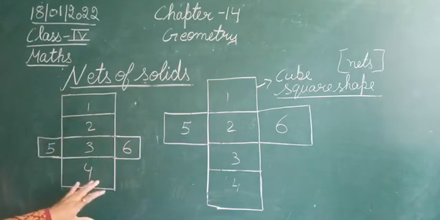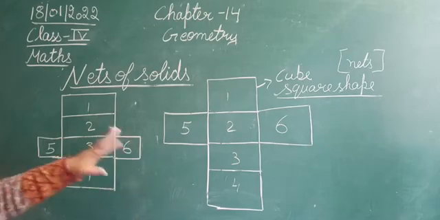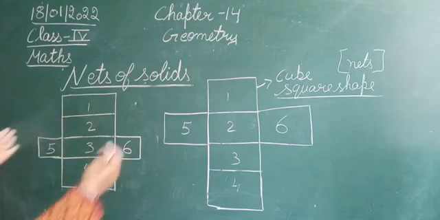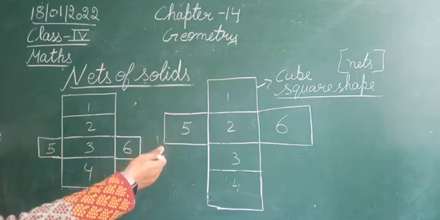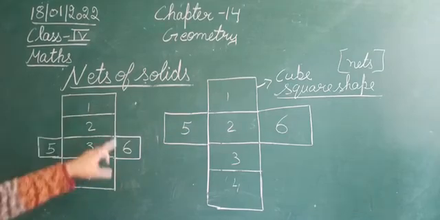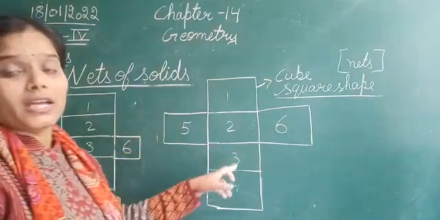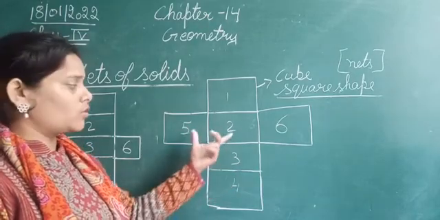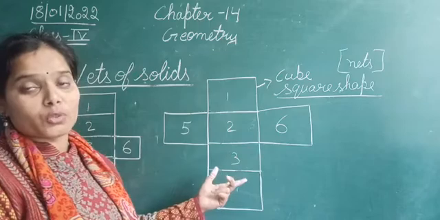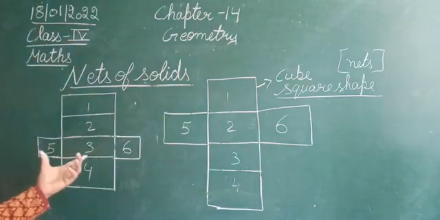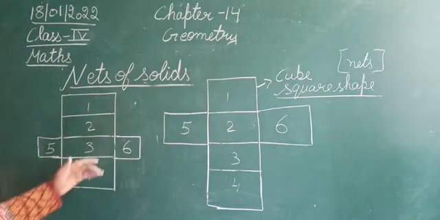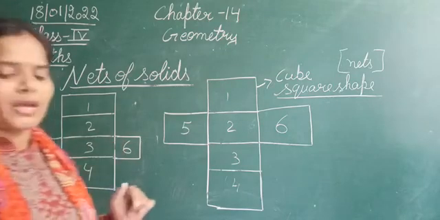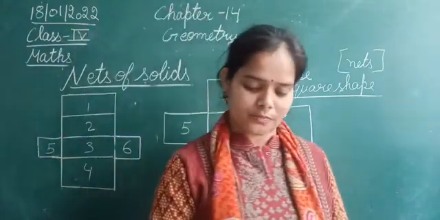The four sides will be in rectangular shape, and the other two sides will be in the square shape. So this is the net of a cuboid, whereas this is the net of a cube. All the 6 sides of a cube are equal, so all the 6 nets will be in the square shape, whereas for a cuboid, the 4 sides will be rectangular and the other 2 sides will be square. So this is known as the nets of solids.